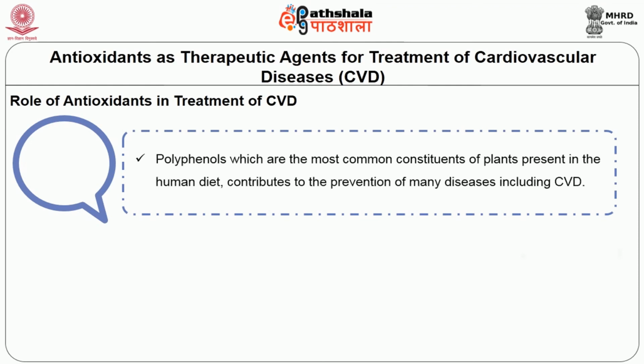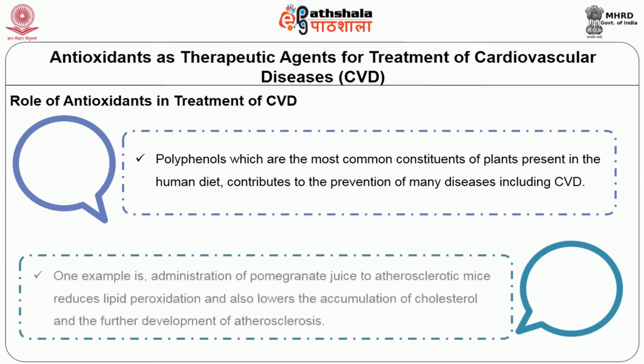Polyphenols, which are the most common constituents of plants present in the human diet, contribute to the prevention of many diseases including cardiovascular diseases. One example is that administration of pomegranate juice to atherosclerotic mice reduced lipid peroxidation and also lowered the accumulation of cholesterol and the further development of atherosclerosis.